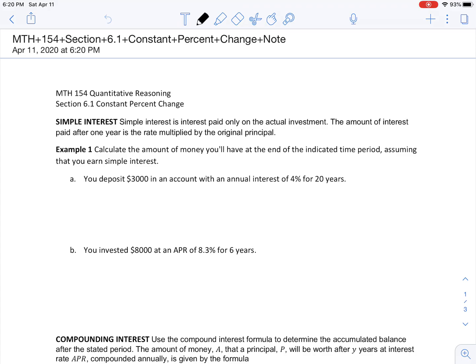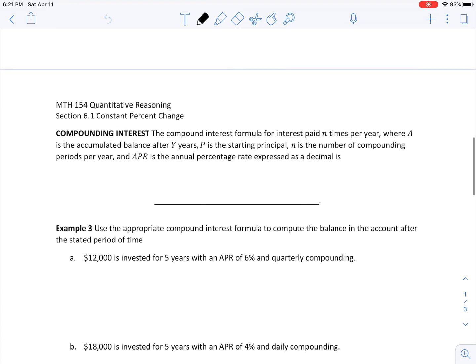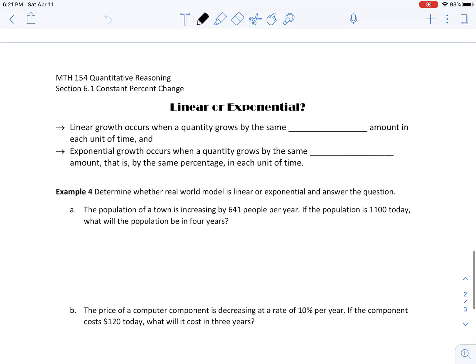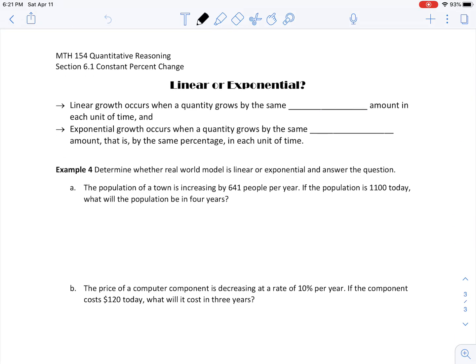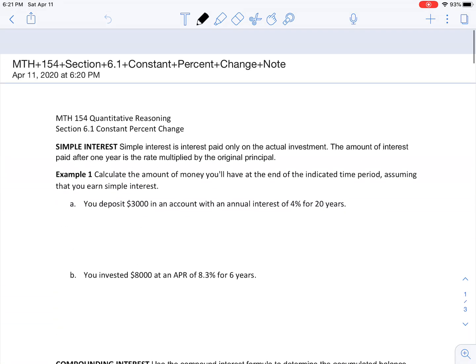So let's go over about 3 big formulas. Well, let's say big, but simple: the simple interest formula, the compounding interest formula, and the third one, where we are compounding more than once a year, like compounding monthly, semi-annually, or quarterly. Those are the 3 formulas that we're going to look at. And on the very last page, we're going to determine, is it linear or exponential growth or decay? So about 4 examples to cover. Not that long. Section 6.1.